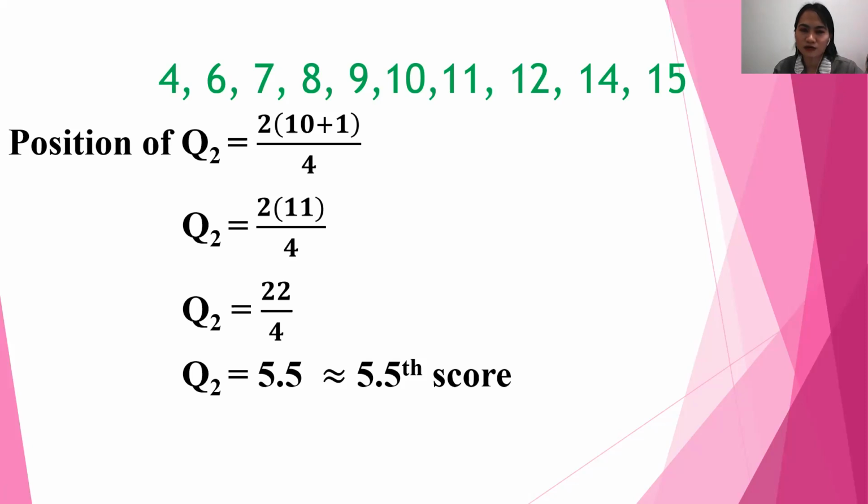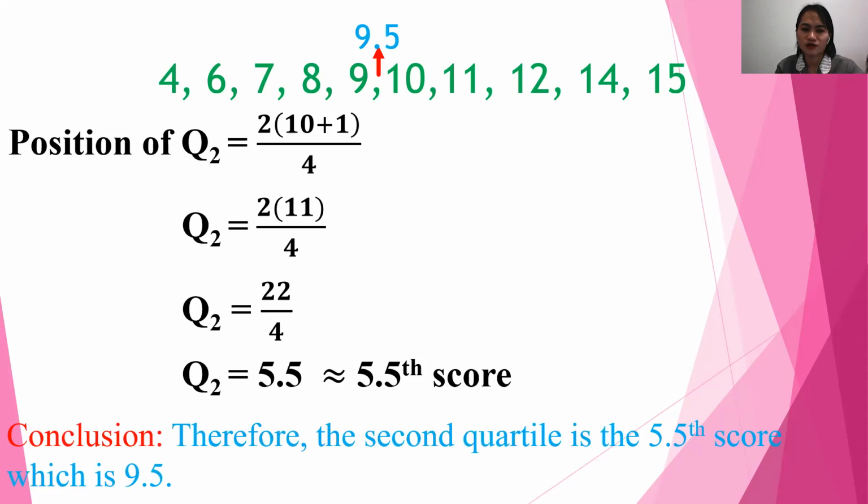Okay, so our total number of distribution is equal to 10. So it means that it's even. If it's even, we will get the average of the two middle terms, like how we get the median. Therefore, the second quartile is the 5.5 score, which is 9.5.